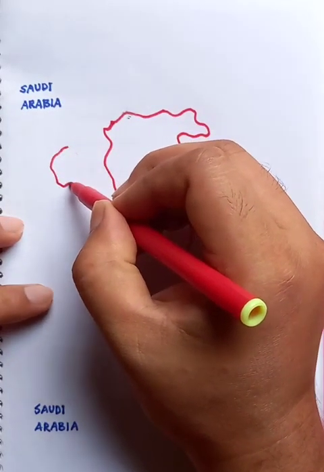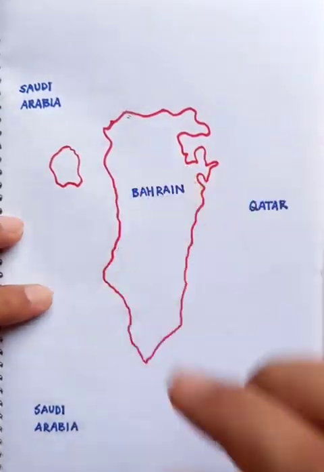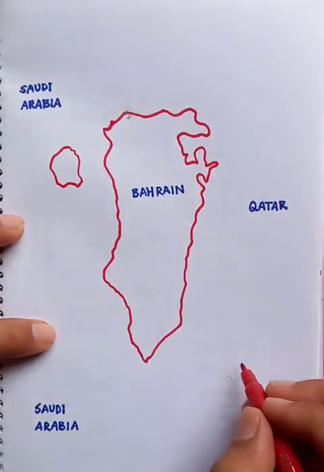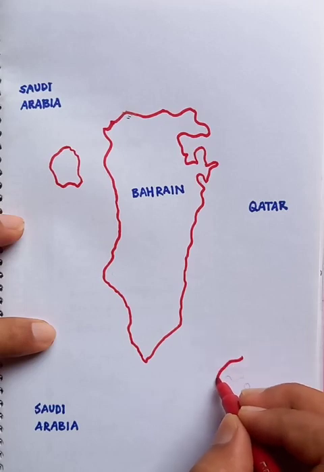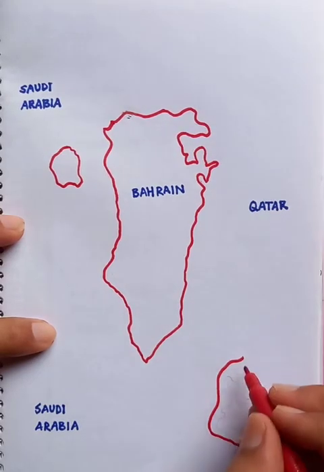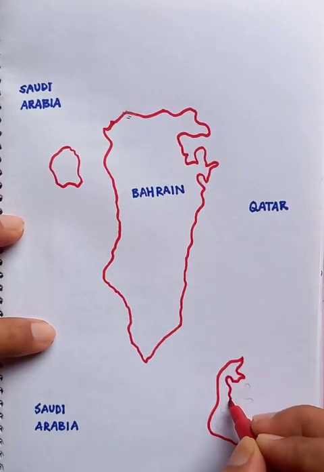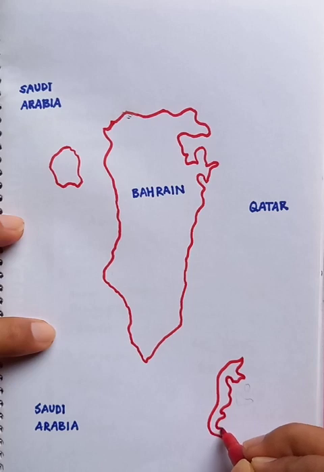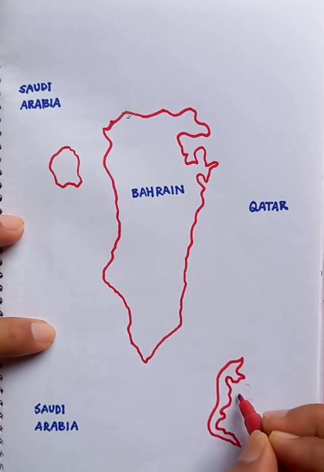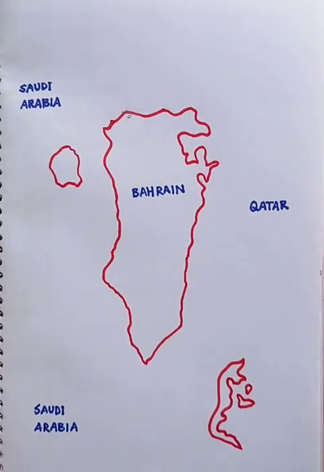Okay, you can see some islands here around the mainland, and another island you can see here at the bottom part. So these are the lands, all connected with the mainland, and all this acts together as the country Bahrain. After drawing this one, we are going to put the colors.